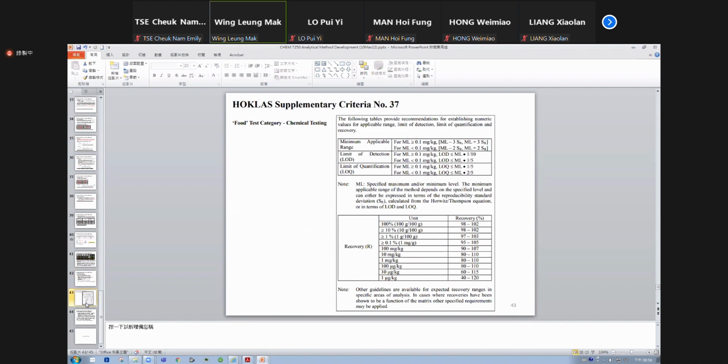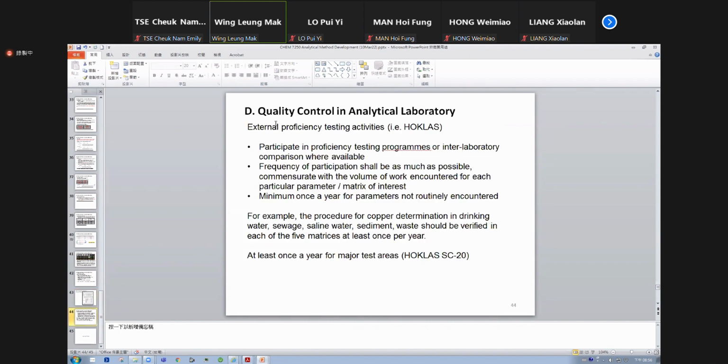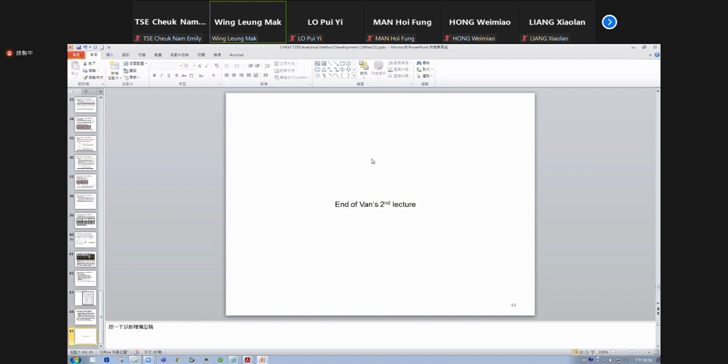Here is more examples for food analysis. You will have more information if you refer to the SC supplemental criteria. When you do some of the QC, we call it external QC. We will talk about it in the last lecture. This is the external proficiency test, where we compare the result with other laboratories. Okay, we will talk about it in the last lecture. That's the end of this lecture. Thank you. Let me see if you have questions.